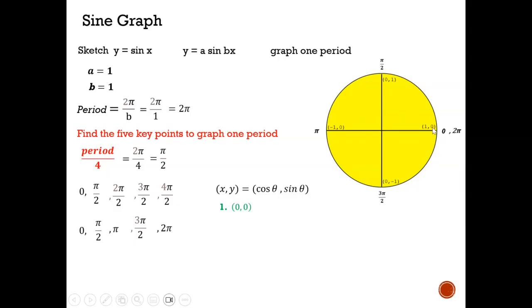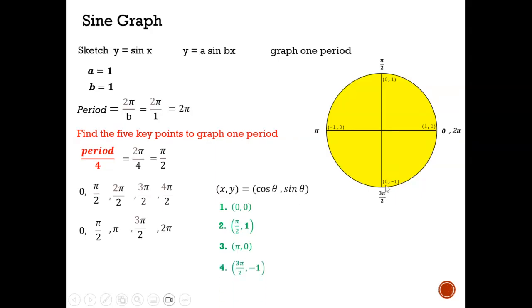So what's the sine at 0? Remember that the sine of 0 is going to be the y value, which will be 0. That's why it's 0. My second point, the sine of pi over 2. At pi over 2, my sine is equal to 1. That's why at pi over 2, we have 1. My third point will be pi. The sine of pi will just be 0, so it'll be pi, 0.